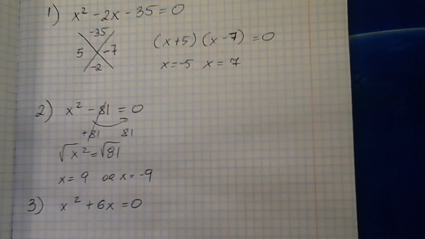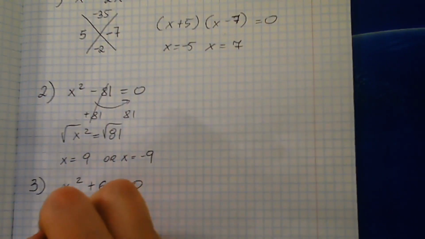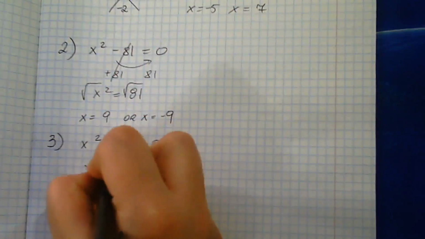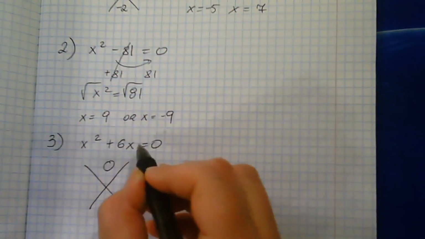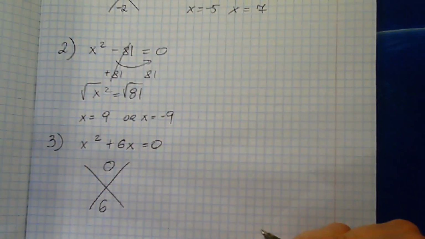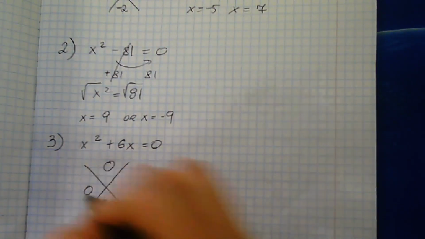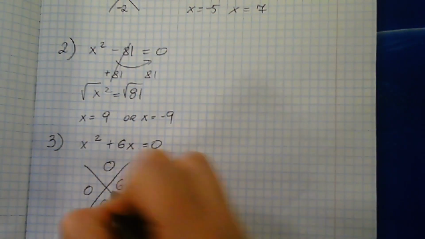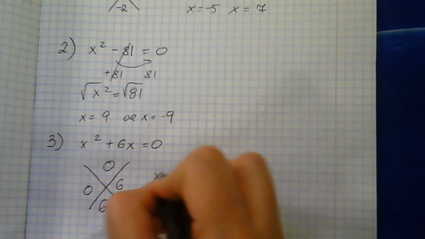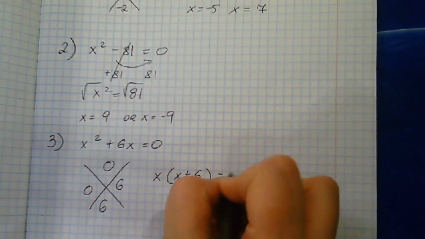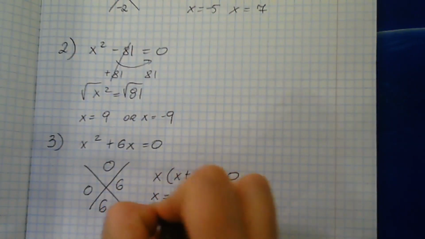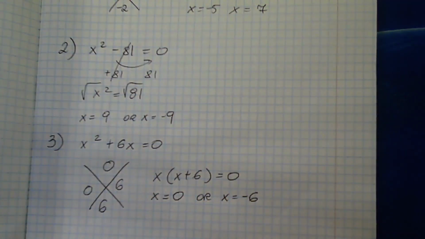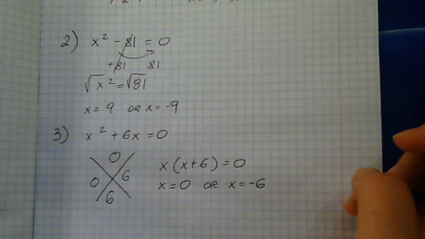Okay, and then this guy, if you do the diamond, it's 0, because c is missing. So 1 times 0 is 0, but the sum has to be 6. So one number multiplies to 0 with something, so it has to be 0, and the second number has to add up to 6. So the factor has to be 6. So my answer will be x times x plus 6 equals 0. But my final answer after solving is 0 or negative 6. Remember, it's always the opposite of whatever you find in the factors.